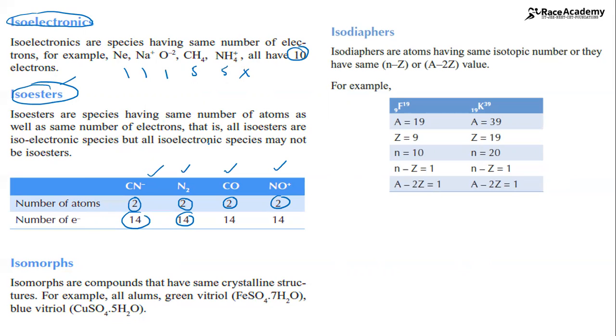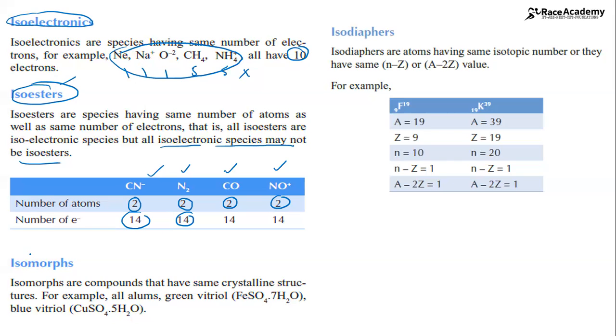So the condition is all isoesters are isoelectronic species, but isoelectronic species may not be isoesters. That's what we discussed above. They are all isoelectronic species, but they may not be isoesters.